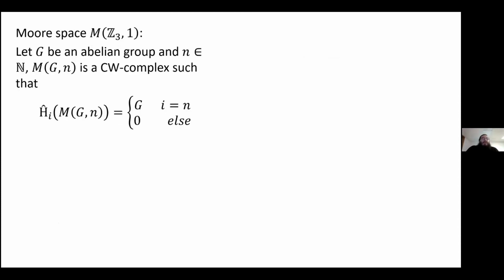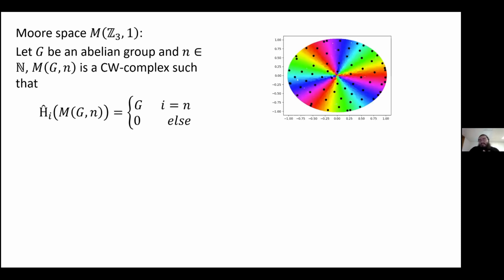Let's look at a more complicated example. Let's take the Moore space M(Z/3, 1), which is, again, a CW complex that has homology concentrated at degree n. One can describe this space as: take a disk in R2, and let's give identifications to the boundary of the disk.